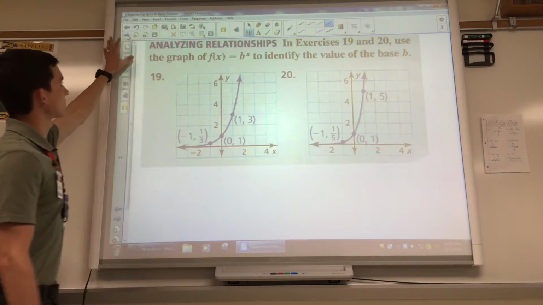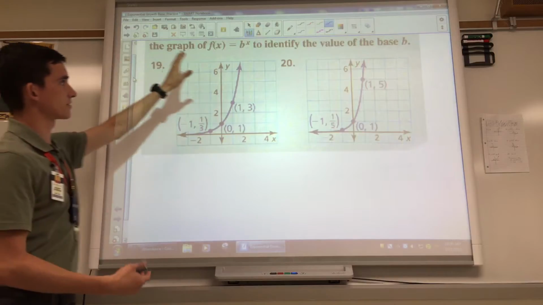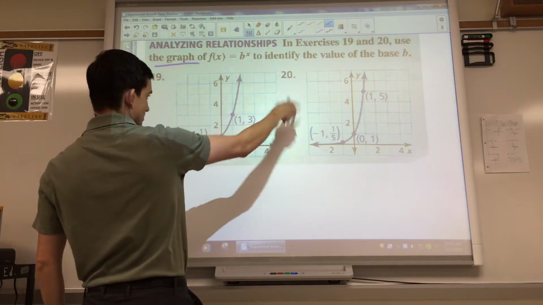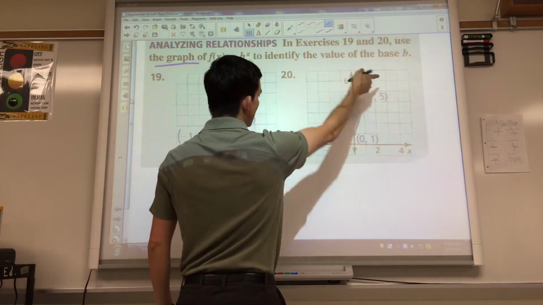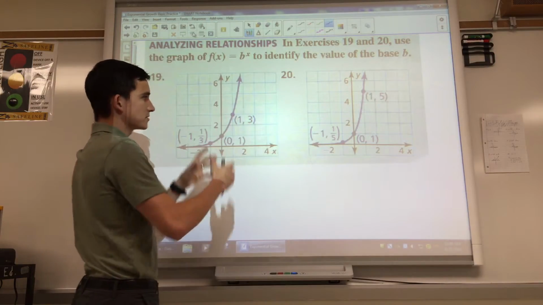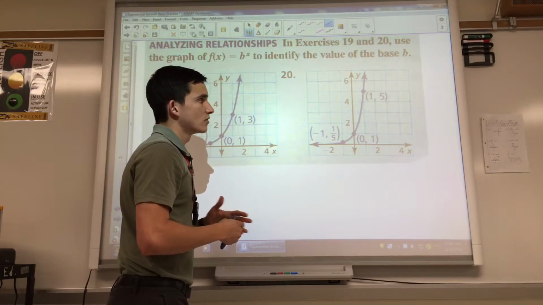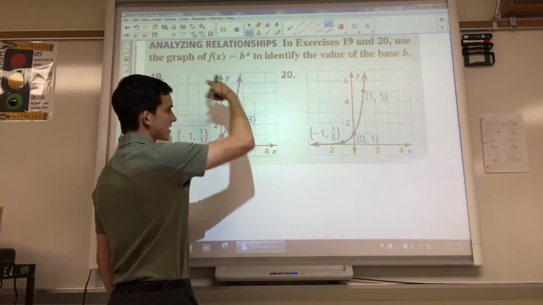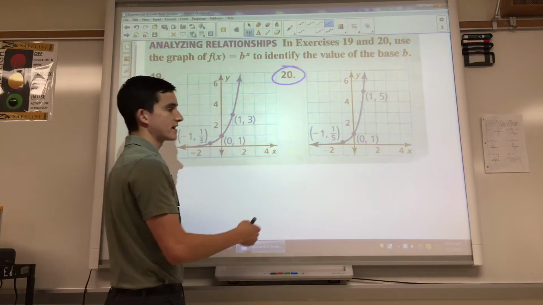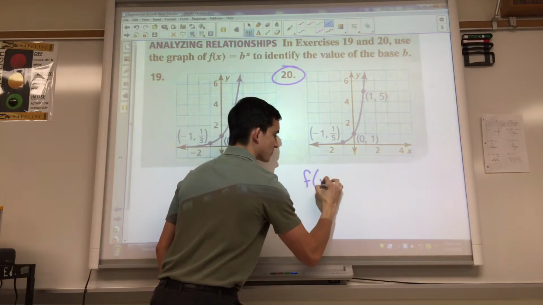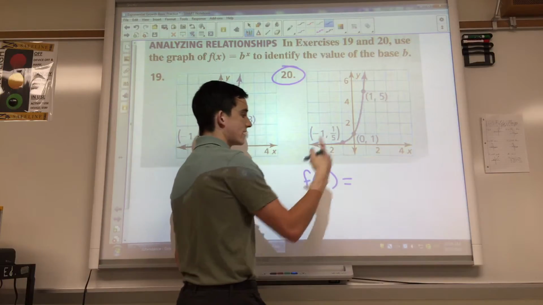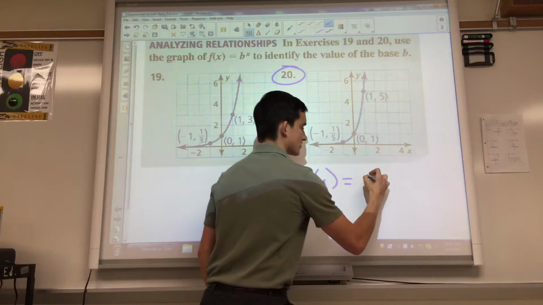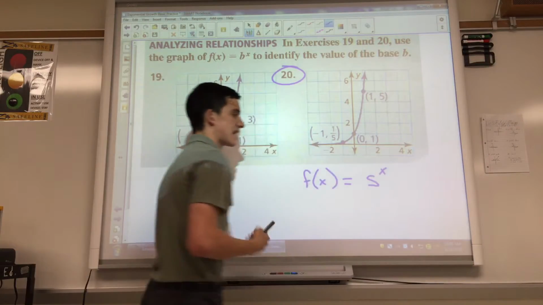So same thing here now. It's just kind of a reverse order. It just says use this graph to identify what the base is. Okay, well, you should be able to identify the base when x is 1. So if I'm doing number 20, so you guys are going to do number 19 in a second, I would like you to maybe write it in this format right here. When x is to the first power, what is the base? 5. So I should have really 5 to the x power.